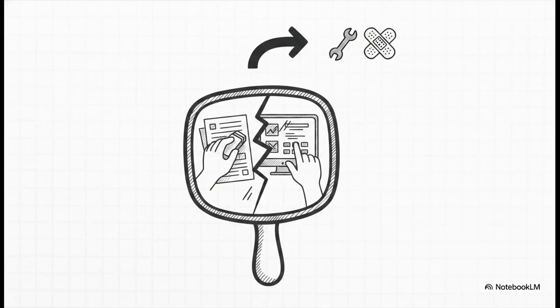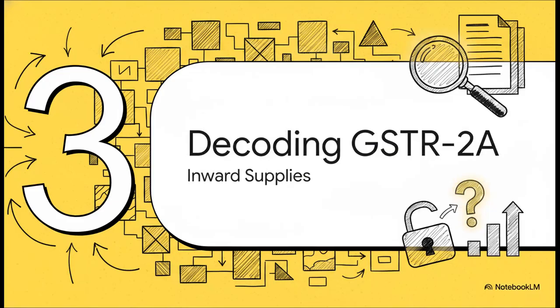In fact, mismatches here are super rare. They pretty much only happen if somebody accidentally messed with the offline software data after the filing was done, or if someone actually logged into the portal and manually tweaked the tables. If you do find a crack in the mirror here, the fix is incredibly straightforward. Just revise the return on the portal or rectify that offline entry in your software so they match up again. Easy enough, right? Let's dive into Section 3, decoding the GSTR2A puzzle.